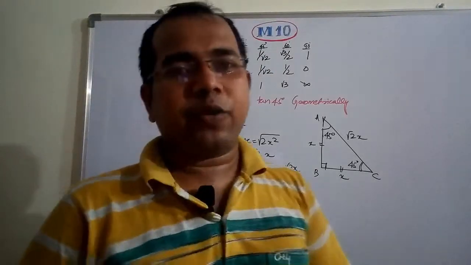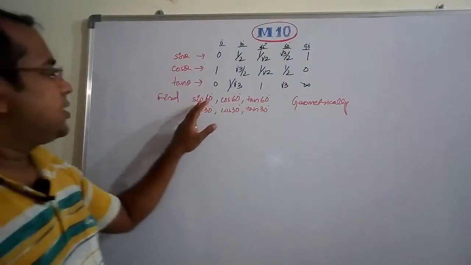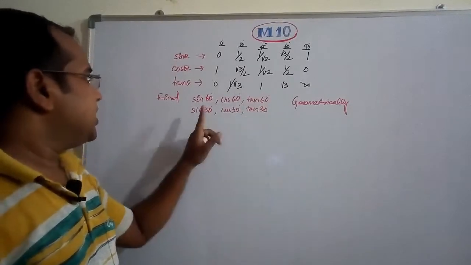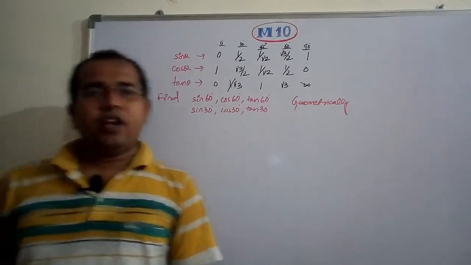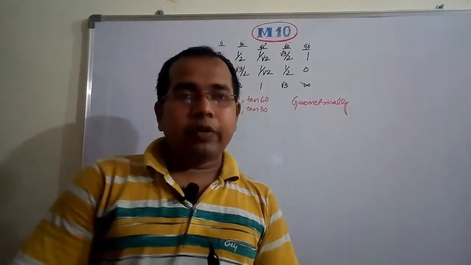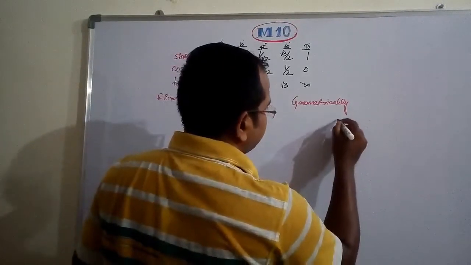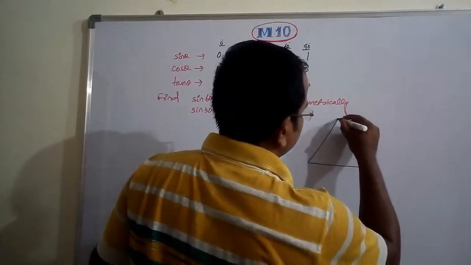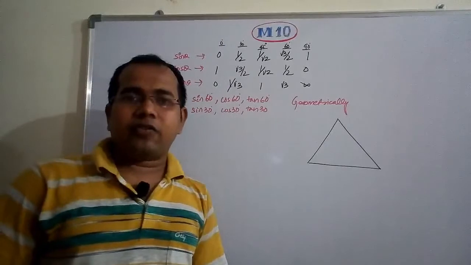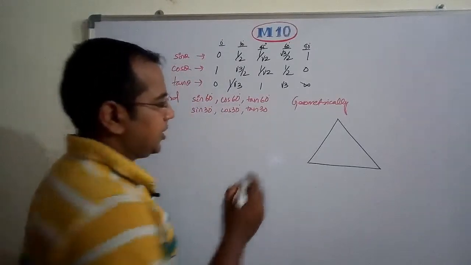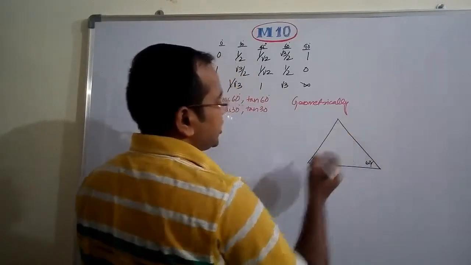Okay. Next we will move on to the next question. In the next question, we will find sin 60, cos 60, tan 60, sin 30, cos 30 and tan 30 geometrically. For that, remember this, we need an equilateral triangle first. Let's say this is an equilateral triangle, and in an equilateral triangle all the angles are the same, that is 60 degrees. So this is 60 degrees, this is also 60 degrees, this is also 60 degrees.